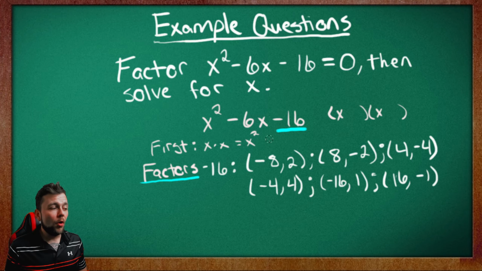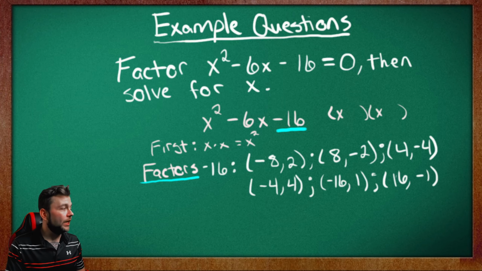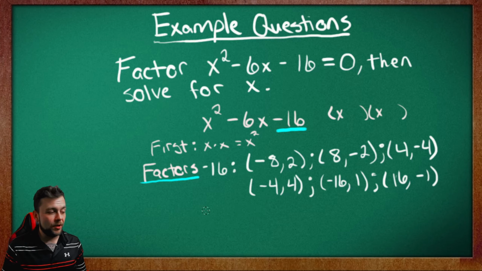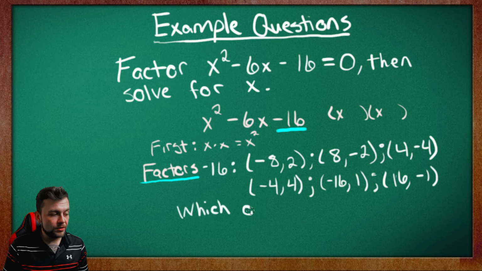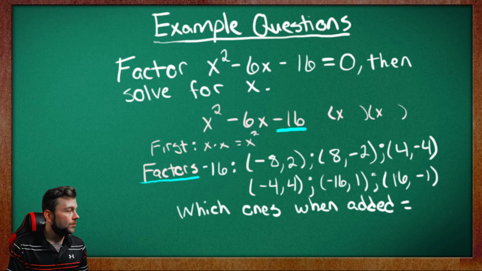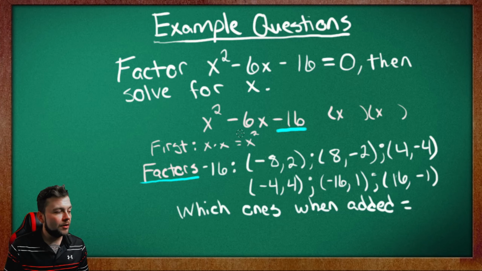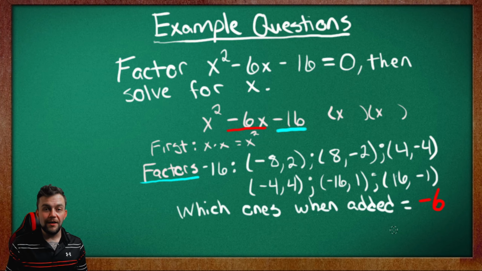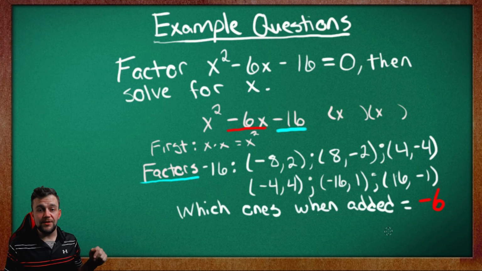Now, which ones add to negative 6? So ask yourself this question. Which ones, when added, equal our middle term, and I'll put it in red, equal negative 6? Okay? When you find that, you find the answer to this. We've finished factoring it.